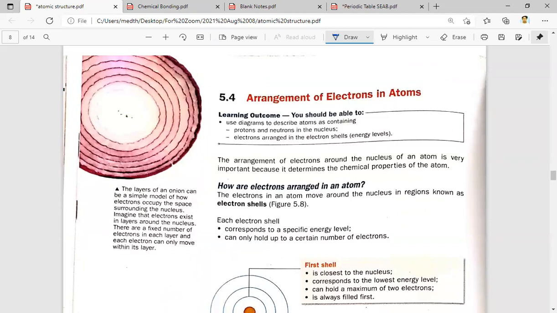Arrangement of electrons in atoms. So we have learned how to determine the number of protons, electrons, and neutrons in an atom of an element. Now we're going to look at how we arrange the electrons. Why not talk about the arrangement of protons or neutrons? It's really because the nucleus has no specific arrangement, or more like we don't really need you to learn that. It's not in your syllabus.